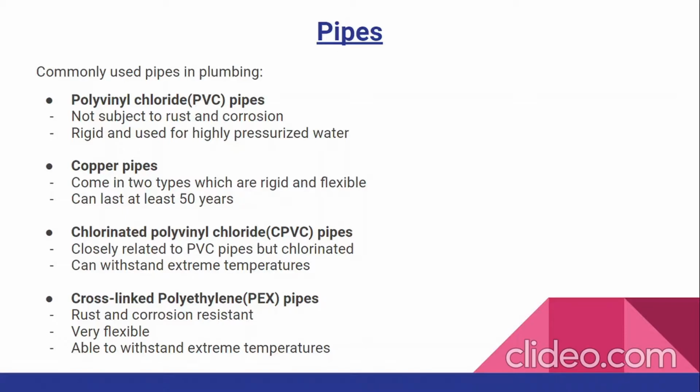The third one is chlorinated polyvinyl chloride pipes, or CPVC pipes for short. Now, they are very similar to PVC pipes but chlorinated. What this means is, when they are chlorinated, they can withstand extreme temperatures, up to 90 degrees Celsius. Last one is cross-linked polyethylene pipes, or PEX pipes for short. They are rust and corrosion resistant just like PVC pipes. They are also very flexible just like copper pipes, and they are able to withstand extreme temperatures just like CPVC pipes.